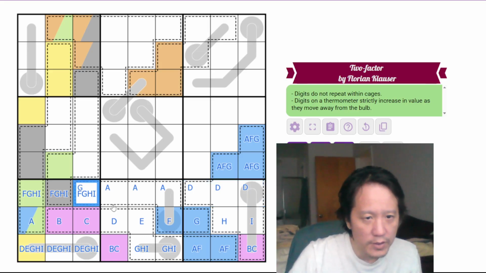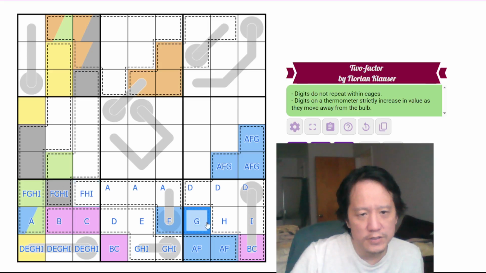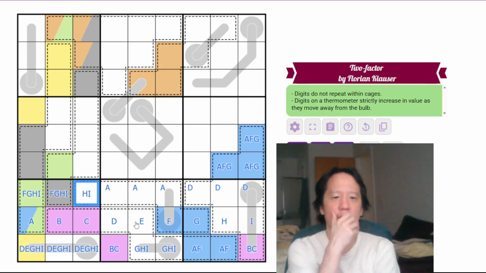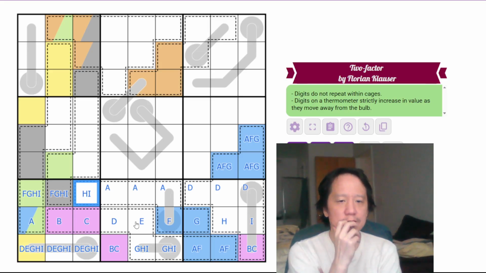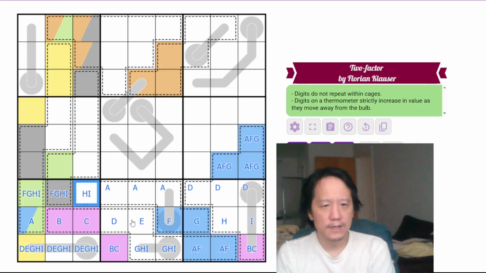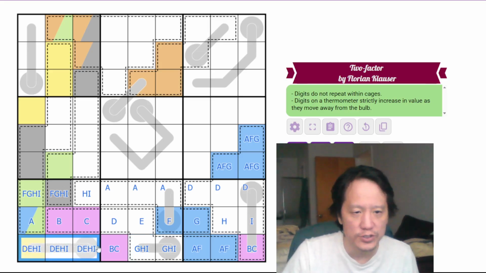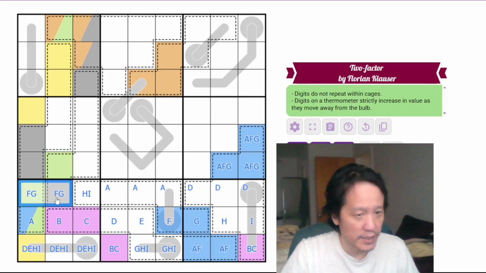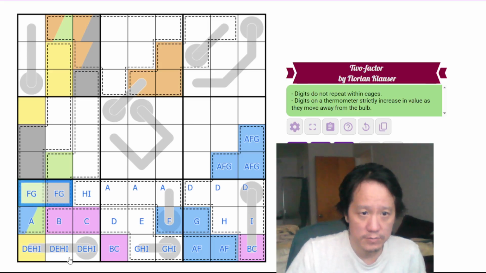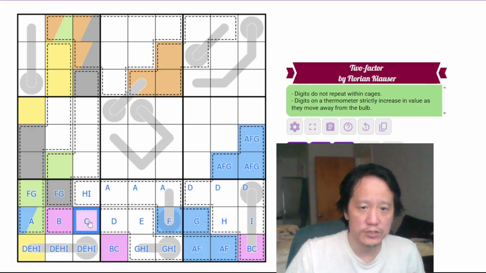G cannot be here because it's in the same box as this. F can't be here. This is specifically H or I. Huh. Okay, that's good to know. So G still could be here. Oh, no, wait. G cannot be here. So G has to be one of these two, which means this cannot be G. That means this is not H and I, it's FG pair. Interesting. So this is AF and G also.